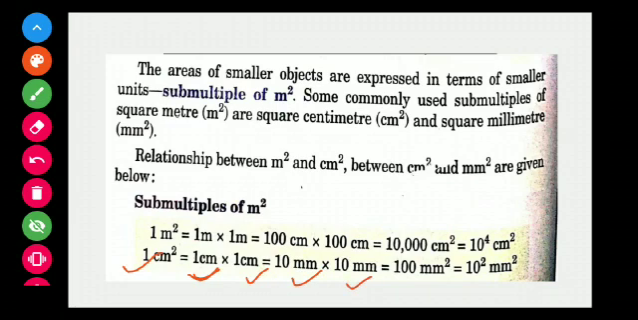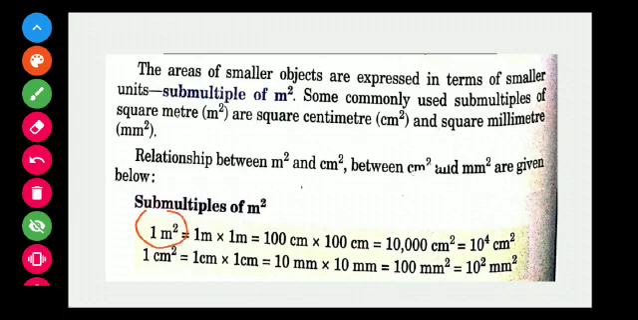1 centimeter is equal to 10 mm. Therefore, 1 centimeter into 1 centimeter is equal to 10 millimeter into 10 millimeter. What is your multiplication result? That is 10 into 10, that is 100 millimeter square. Therefore, 10 to the power 2 millimeter square.